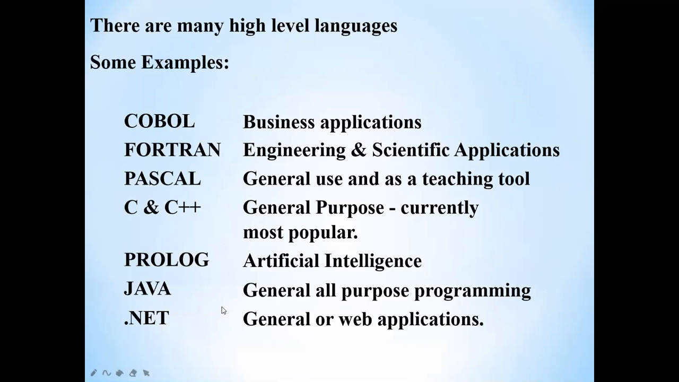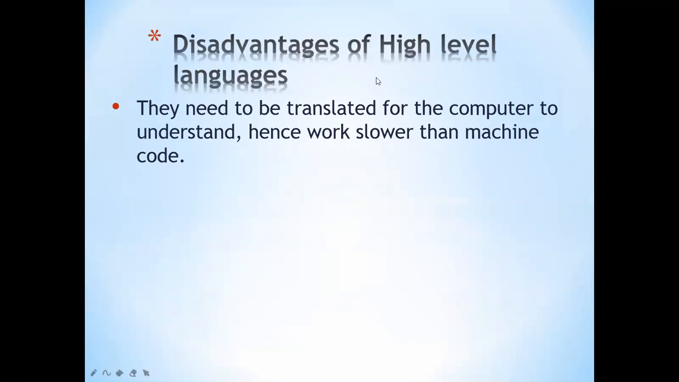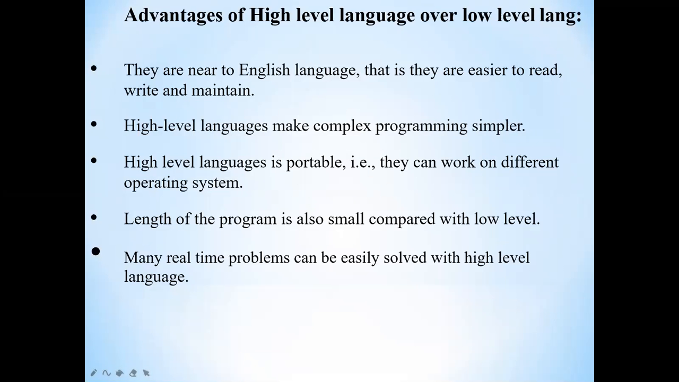These are the examples of high-level languages, right? There are many: COBOL, Pascal, C, C++, Java. There are a lot of them. Now, these are the advantages. They are near to the English language. That is, they are easier to read, write, and maintain.